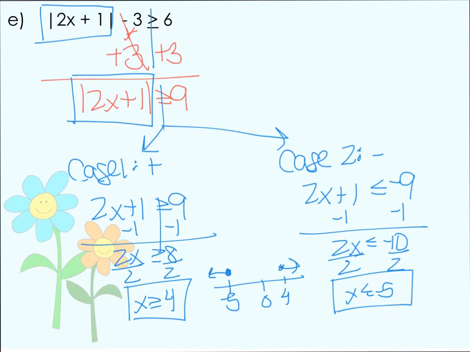Case 2, same steps, minusing 1. Again, be careful in your math on this one. I can't tell you how many times students gave me the wrong answer on your recent homework assignments with math mistakes like this. Okay? Dividing both sides by 2, we don't need to switch the inequality sign for our answer because we divided by a positive 2. So then x is less than or equal to -5.